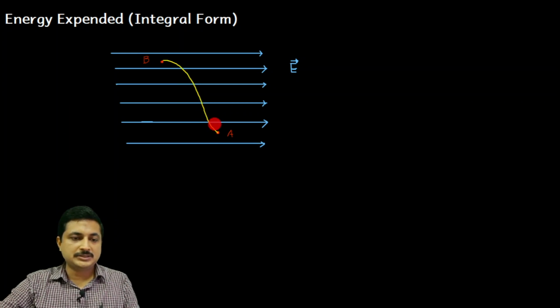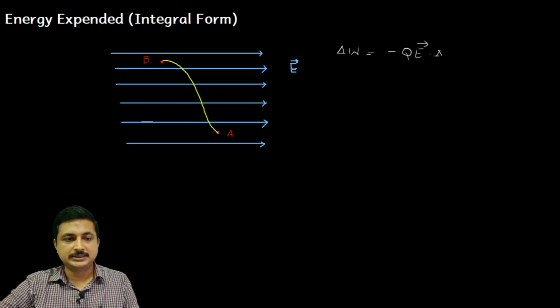The length of this path is very large now. It is not a differential path now. But if it was a differential path, if A and B were very near, then we already know the equation for the work done. We call it the differential work done, given by the equation minus Q E dot delta L, is it not?